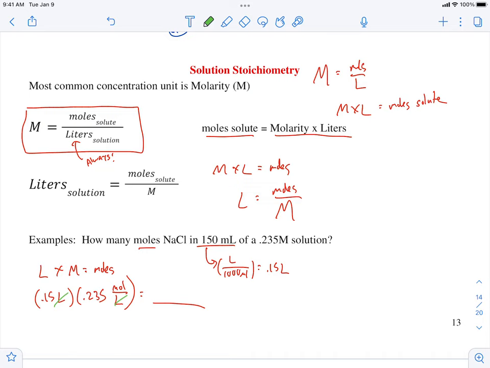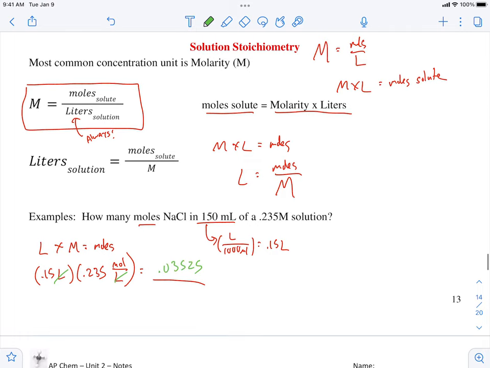So 0.15 times 0.235. Okay, so 0.03525, and 0.035 based on sig figs. Okay. They gave us a molarity. They gave us a volume. They asked for moles. No big deal. There it is.